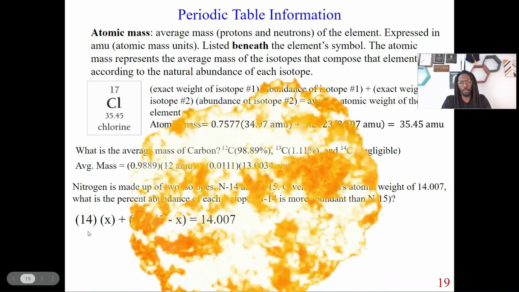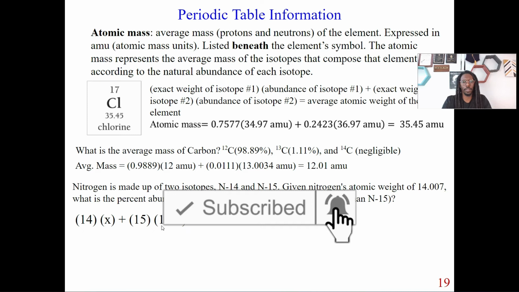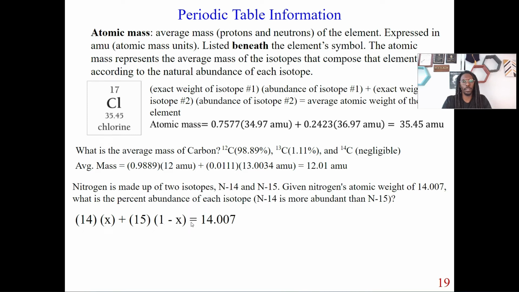So we have 14x plus 15 minus 1x equals 14.007, right? And just to explain this one more time, we're literally following our equation here. The exact weight of isotope number 1 is 14.